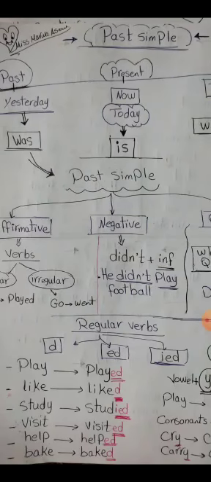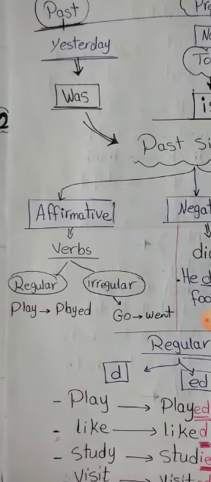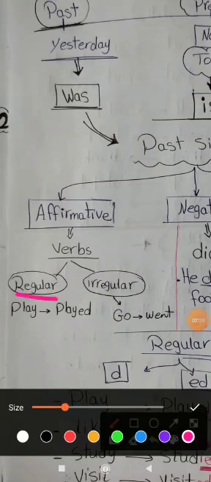Past simple. For any tense, you have to know three things: affirmative, negative, question. And I have past simple here. In the affirmative, verbs have two kinds, okay? Regular verbs and irregular verbs. Repeat after me. How many kinds of verbs? Two. Regular verbs, أفعال منتظمة, and irregular verbs, غير منتظمة.